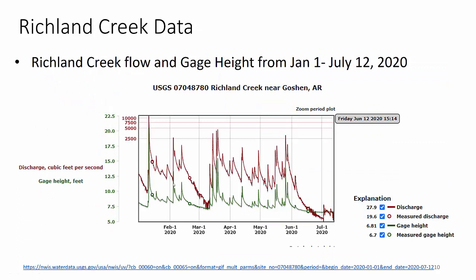Let's just take a look at some of the data. Richland Creek flow and gauge height from January 1 to July 12th of this year, till this week. You can see we have discharge in cubic feet per second and gauge height. Now, gauge height is just simply that in the green. That's how high the water is at the site. And it goes here from 5 feet to 22 feet.